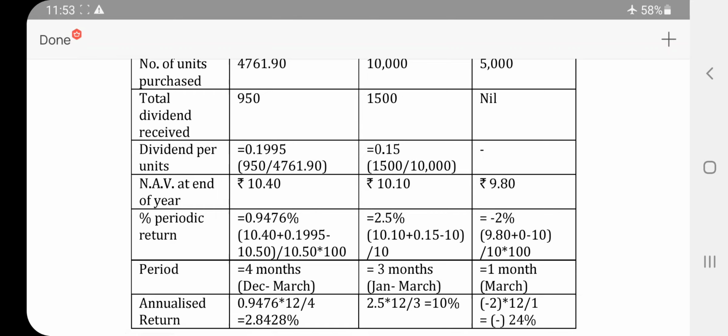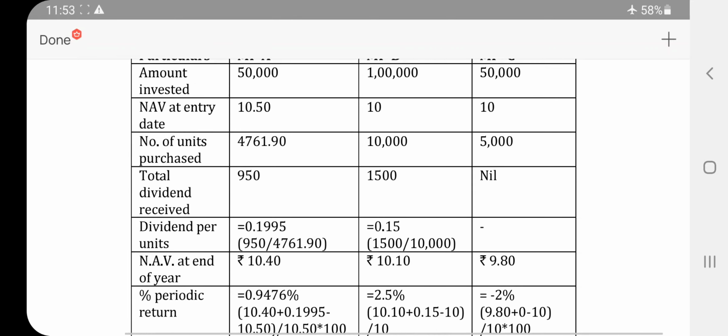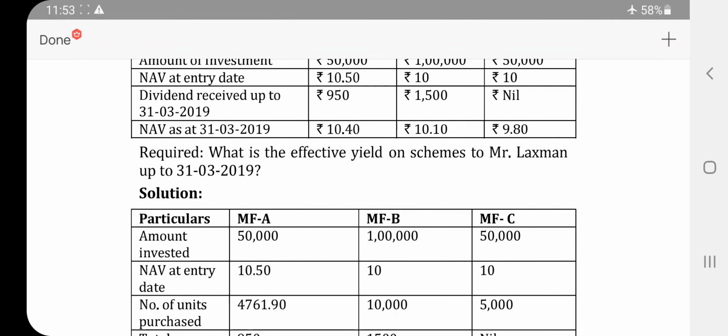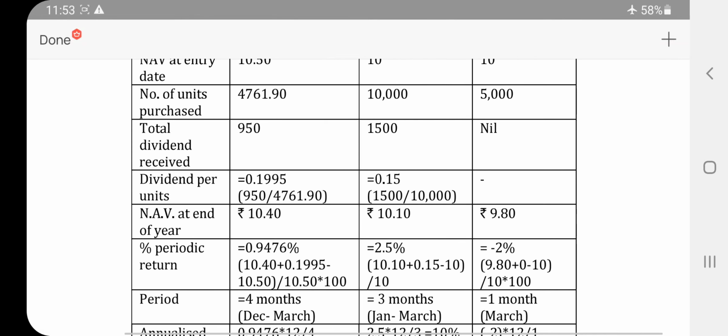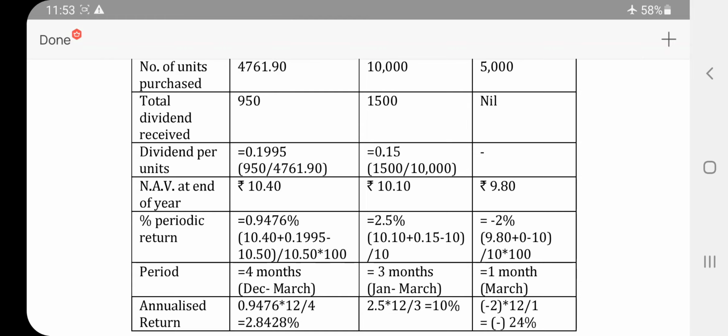Yes, the NAV at the end of the year is given as in the problem. We need to take 10.40, 10.10 and 9.80. And then the next thing which we need to calculate is the percentage of periodic returns. How much percentage of periodic return is Mr. Lakshman getting? So the NAV at entry date we first need to take, plus dividend per unit, minus the end.